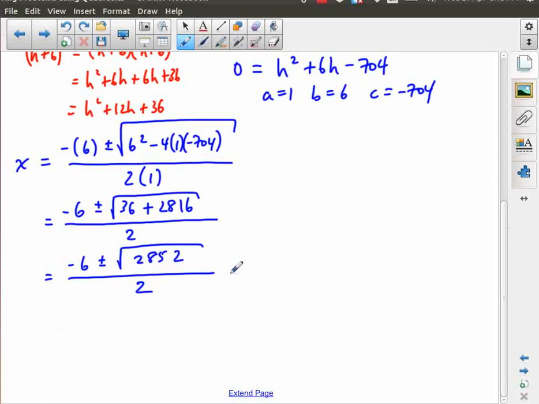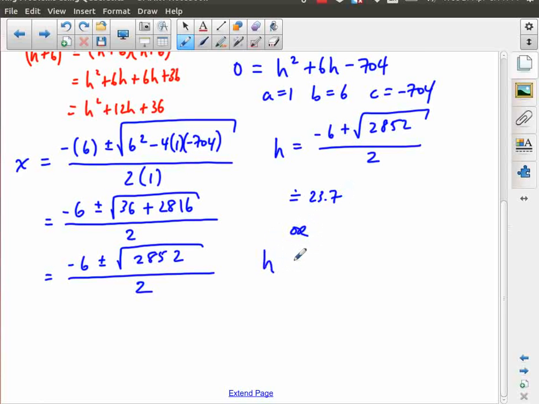So one of my answers is going to be h equals negative 6 plus the square root of 2852 divided by 2, and that is approximately equal to, so I take the square root of 2852, and I'm going to add that to negative 6, and then I'm going to divide that by 2. And I end up with approximately 23.7. Or I end up with h equals negative 6 minus the square root of 2852 divided by 2.